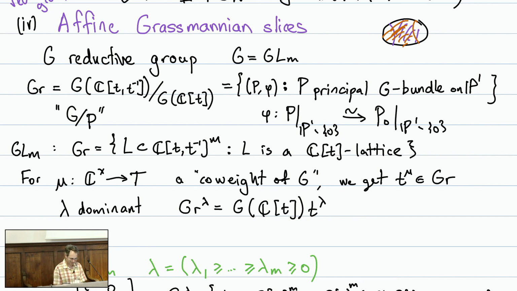Yeah, this P and this P are totally unrelated, unfortunately. This P0 means the trivial principal G bundle. So just G cross P1 minus 0.